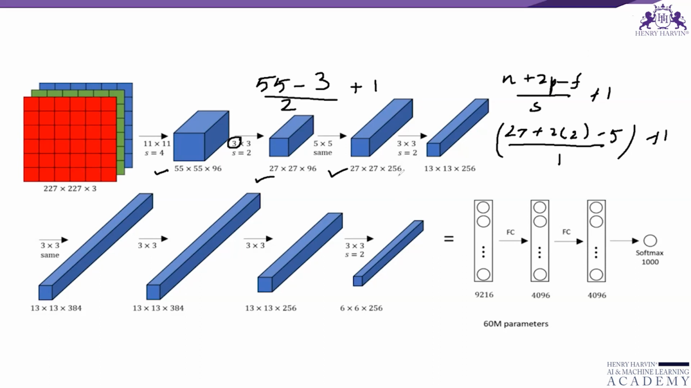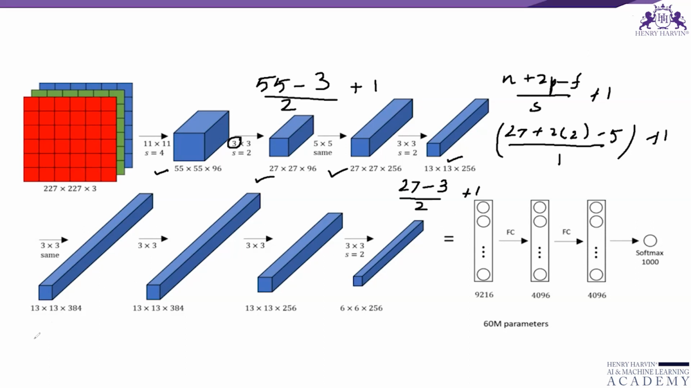After that, what is being done now? Yes, we are doing pooling. In pooling, stride is equal to 2. So what will be the formula now? The input N is 27, minus f which is 3, divided by stride 2, plus 1. 24 by 2 is 12, plus 1 is 13. So we got 13 into 13 into 256. Clear, right?